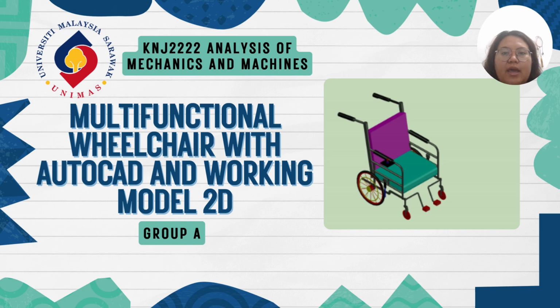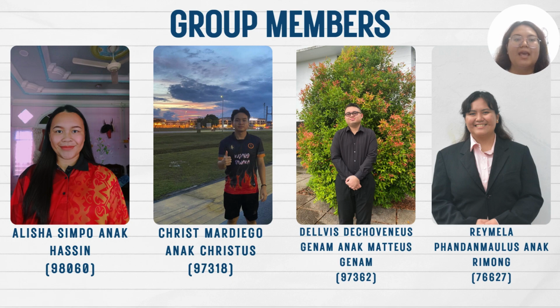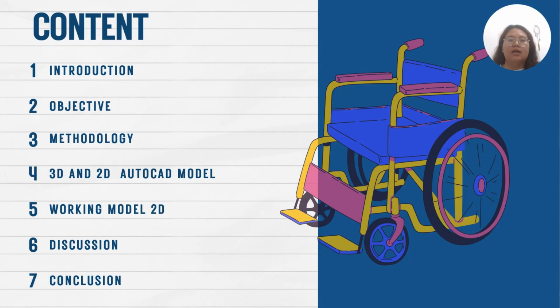We are from Group A and we will present a multifunctional wheelchair with AutoCAD and Working Model 2D for the subject KNJ2222 Analysis of Mechanics and Machines. And these are our group members: Alicia Simple, Chris Mardiego, Jelvis De Chavinus Genam, and me, Ramela Panamas. And this is the content for the presentation.